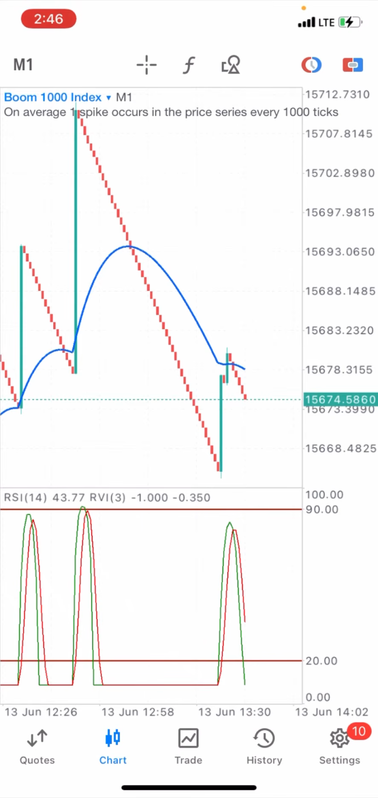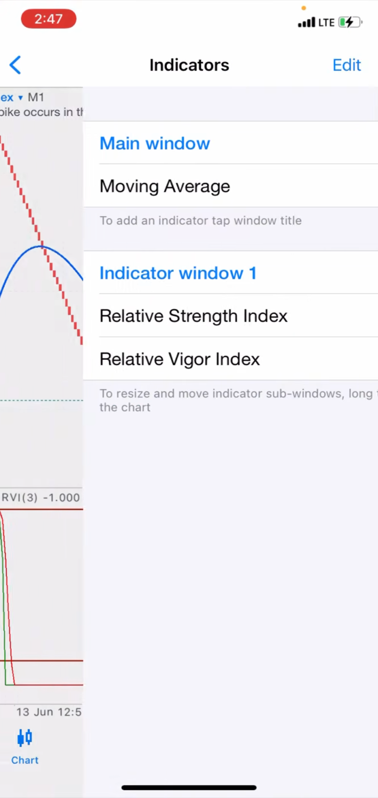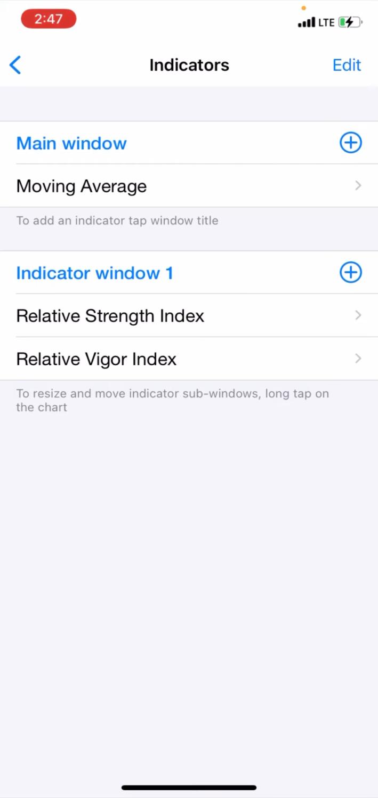Let me show you guys how we are going to be using relative strength index, moving average, and relative vigor index to get really exciting entries and very nice exits of the market.